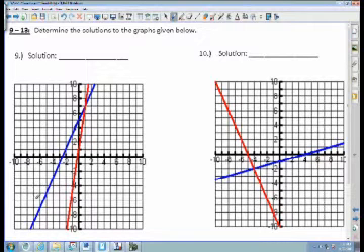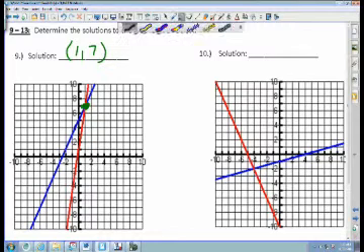So right here on this one, I want you to put a dot where the 2 lines intersect right there. That is your solution. It is 1 and up to 7. So the x number is 1, so it's (1, 7). Number 10, put a dot where the 2 lines intersect, right there. What is that point? (-4, -2).